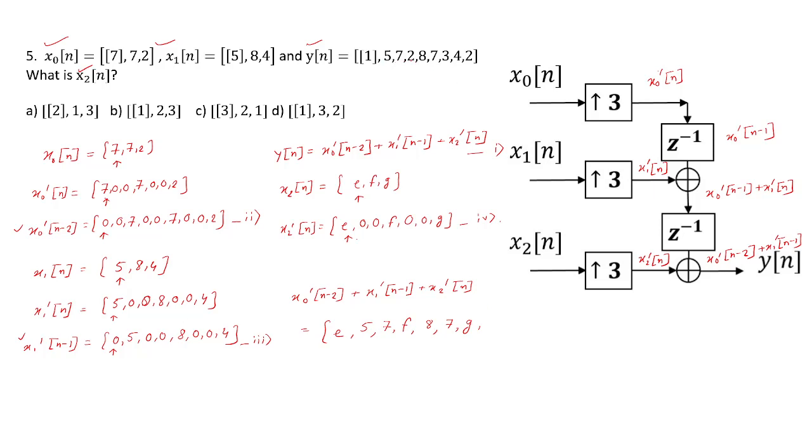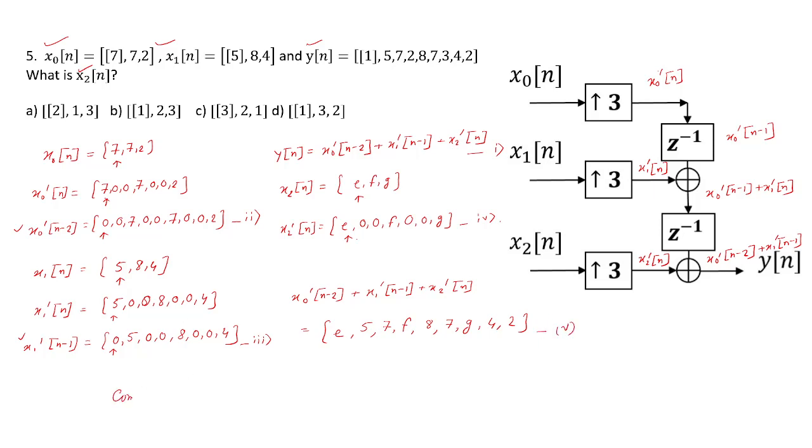Zero, 1, 2, 3, 4, 5, 6. The seventh index is going to contribute 0 here, 4 here, 0 here, so 4, and the 8th index is going to contribute 2, 0 and 0. Okay. Now this I denote as V.